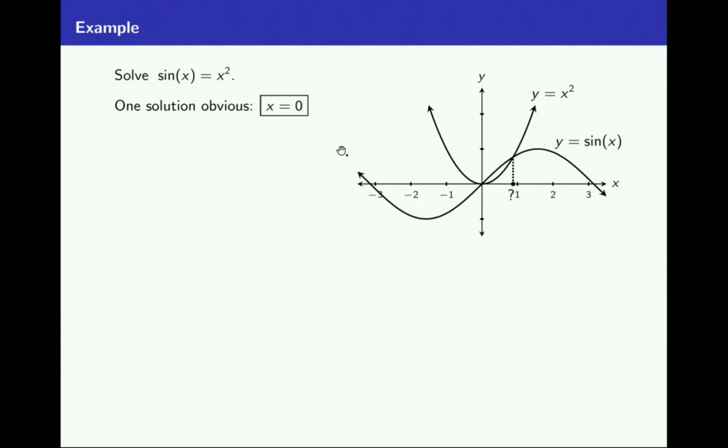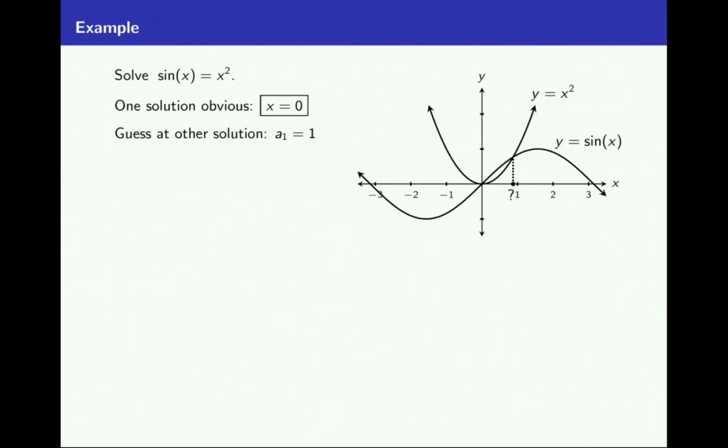So let's apply Newton's method. The first thing we want to do in Newton's method is to make a guess at this solution. And how about we make a guess of a1 equals the number 1? It looks like that's pretty close to the actual solution. So that's our first step in Newton's method. a1 equals 1.